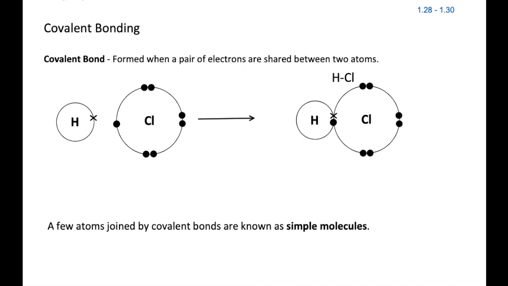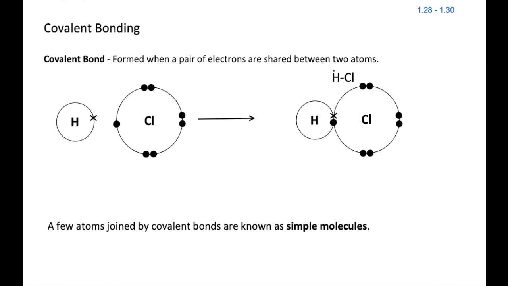The last tutorial covered quite a lot on ionic bonding. I'm going to be doing the same, but focusing on a different type of bonding known as covalent bonding. So what exactly is this? Well, a covalent bond is when a pair of electrons are shared between two atoms.